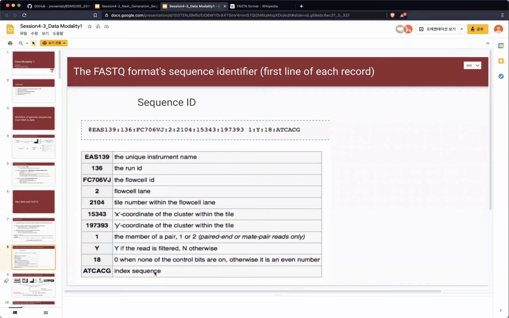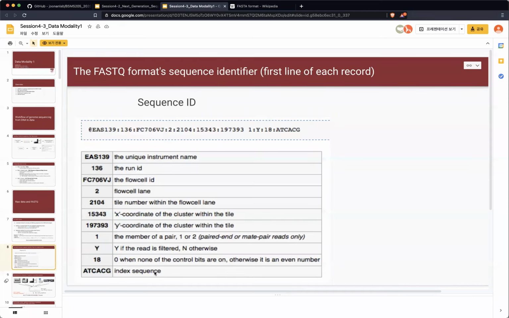And also, when you inject the library into the flow cell lane, you're not going to inject only one sample. Sometimes you inject more than one sample. Sometimes you inject 4 samples, 8 samples, or 100 samples. So in that case, you attach the index sequence to your library. This is like a unique ID for the samples, right?